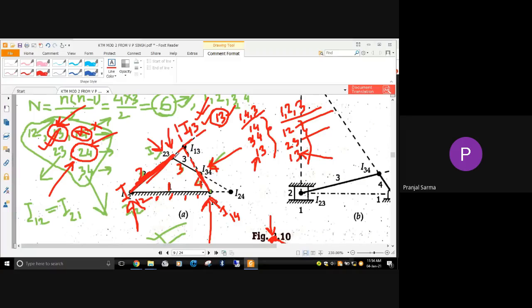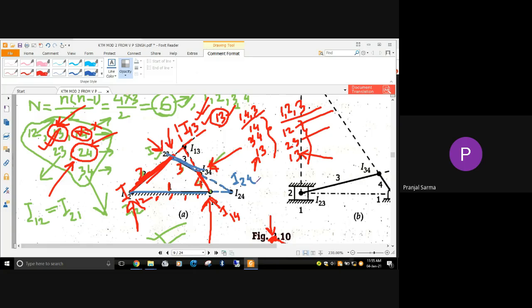One logic will say it will be along this line, another logic will say it will be along this line. And wherever both of them meet, this will be the point where both of them will meet, and that will be I24. Same logic, Kennedy's theorem we are going to utilize, and that will be our job.